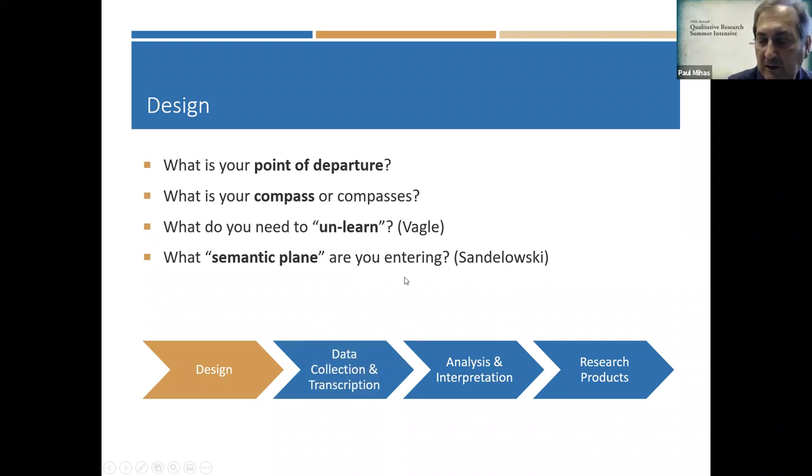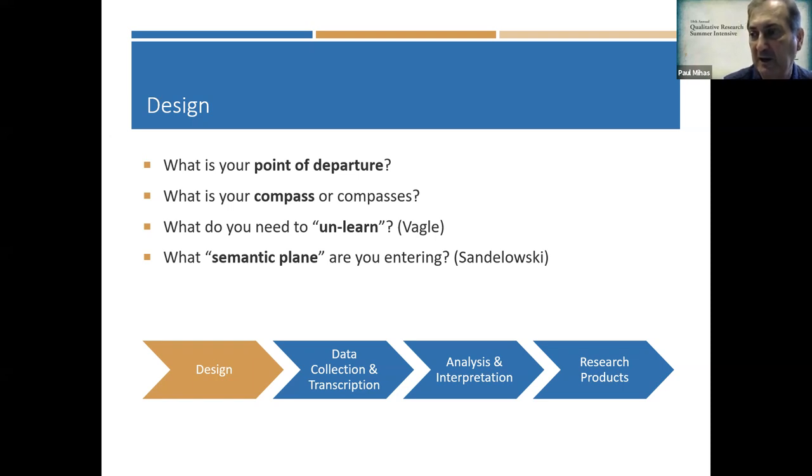So kind of revisiting this idea of the early days of design, I like to talk about the point of departure, what is kind of helping to guide you. If you have a theoretical framework, or you have done an extensive lit review and have a conceptual framework, that is to some degree your compass. But the question is, how much are you relying on that compass? Or there might be more than one compass, which gets to be a challenge.